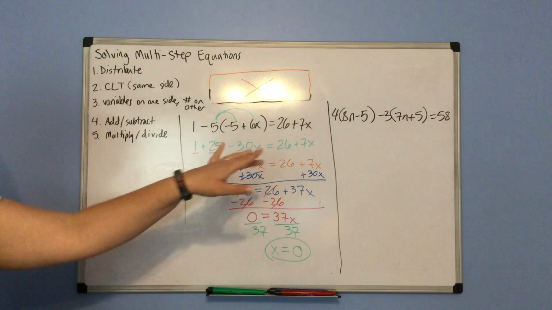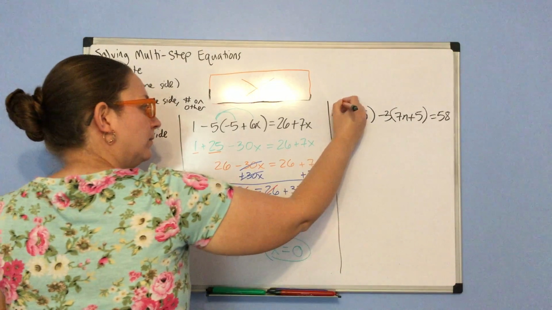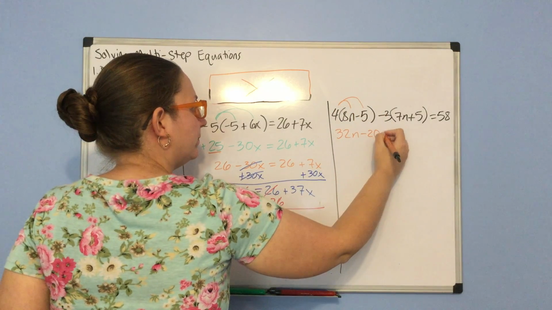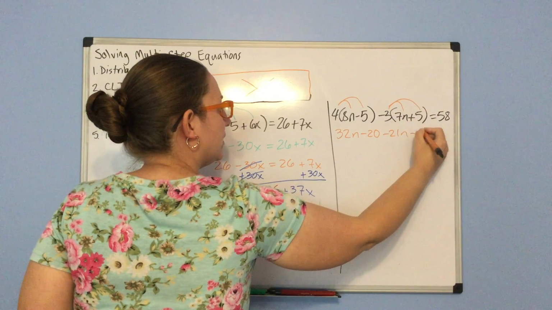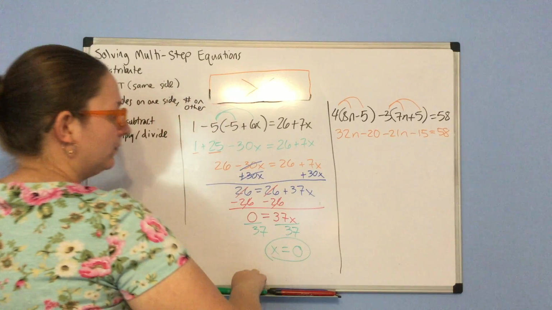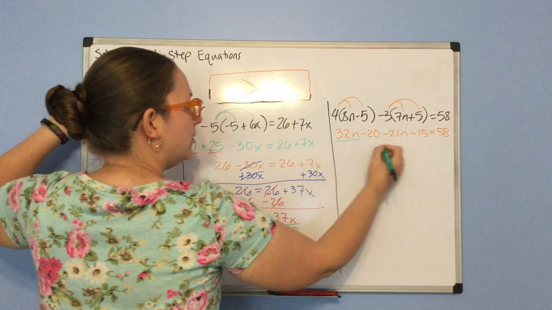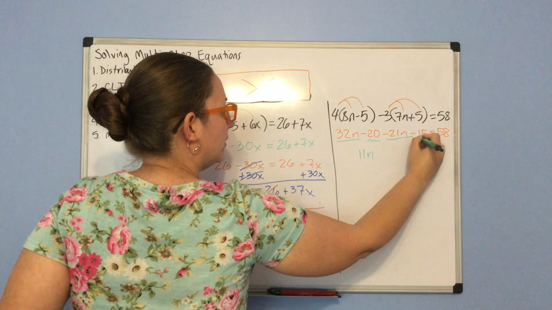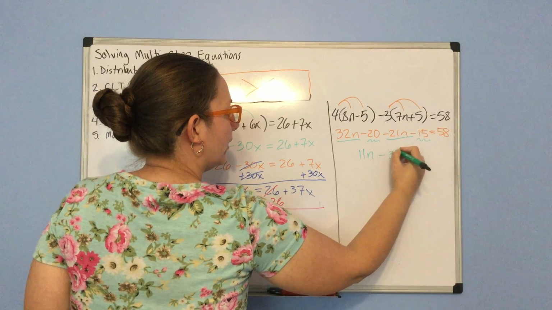Alrighty, looking ahead at the last one, we will have to distribute a couple times, and then we'll go from there. So we have 32n minus 20 minus 21n minus 15 equals 58. Same side like terms, we have plenty of them. 32 minus 21 is 11. Negative 20 minus 15 is negative 35.